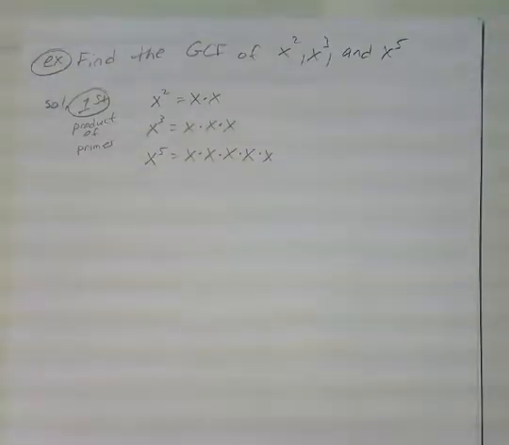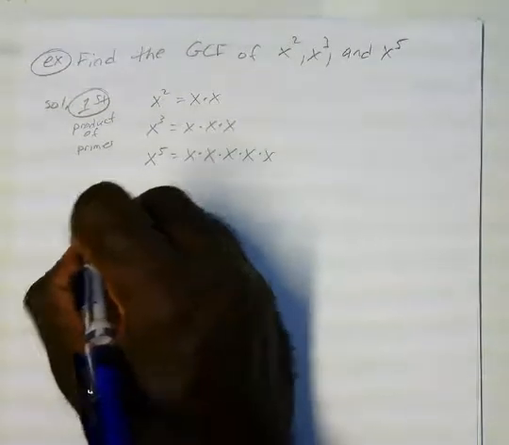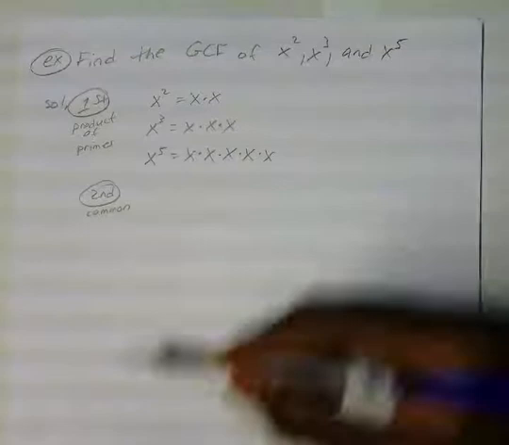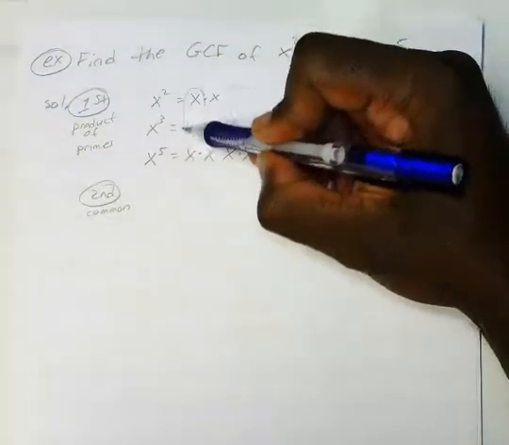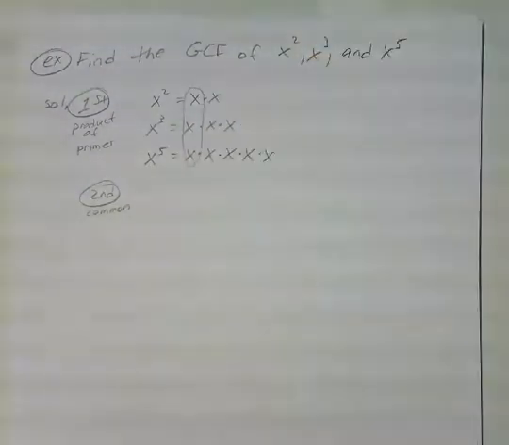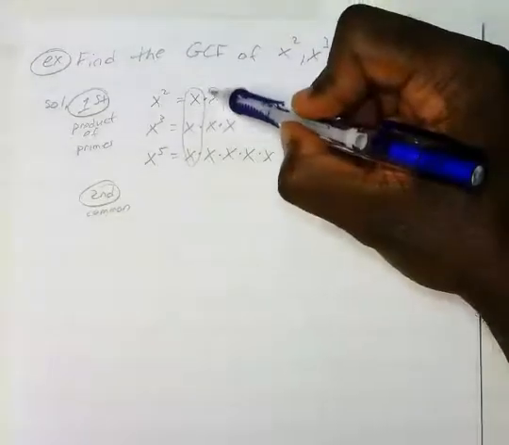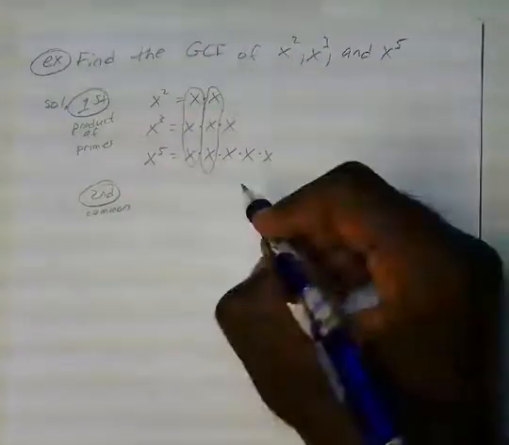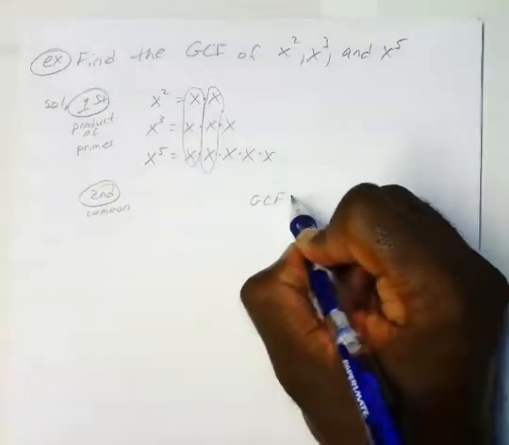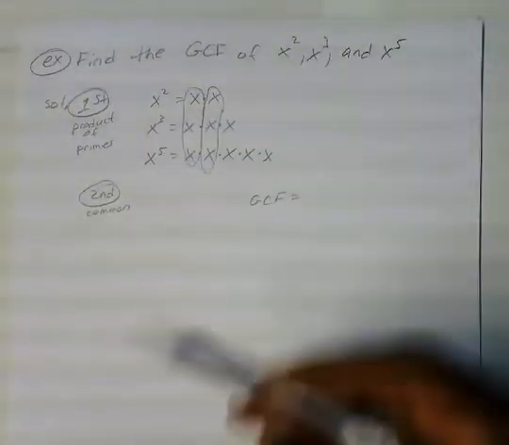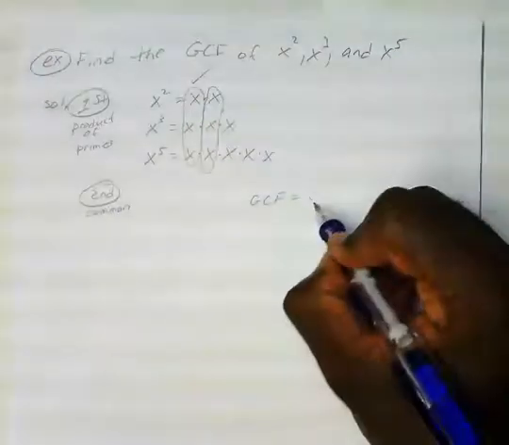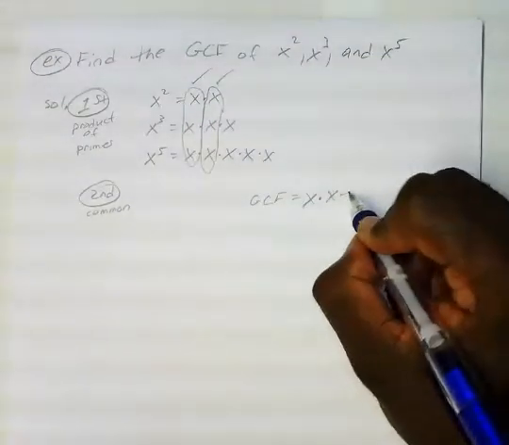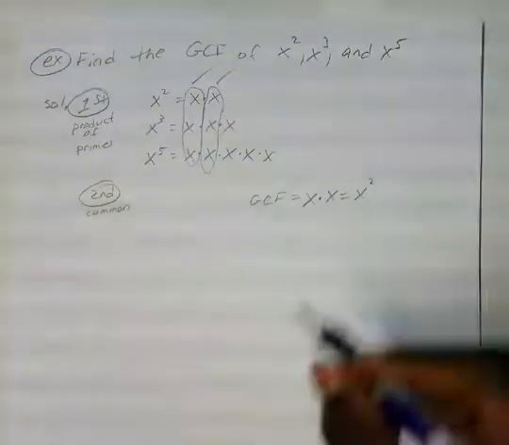Okay. Now, just like before, our second step, we look for our common factors. Okay, so all three have this x in common. And they also have this x in common. Okay, we know that our greatest common factor, look at this, is x times x, which is x squared.